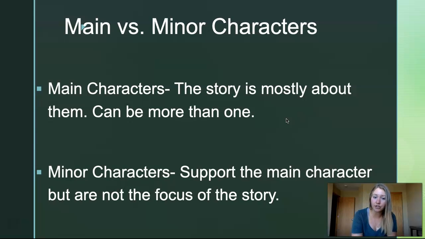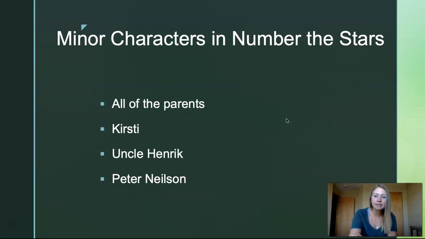A minor character is not the main character. It's anyone who's not the main character. So they support the main character, but they're not really the focus of the story. Some examples of minor characters from Number the Stars would be all of the parents, so all of Anne-Marie and Ellen and Kirsty's parents. Kirsty is also a minor character. The book's not about her, but she supports her sister. Uncle Henrik is a minor character. Peter Nielsen is another example. Those are just a few examples of minor characters in Number the Stars to help you think about the minor characters in your own book.